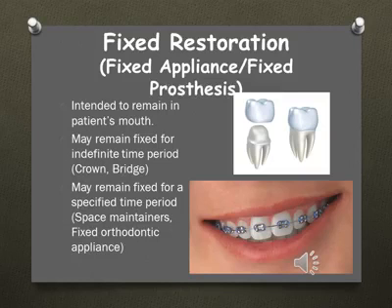Fixed restorations, fixed appliances, or you can simply call them fixed prostheses. As the name tells you, these restorations remain fixed with the natural tooth structure, and they are intended to remain in the patient's mouth for an indefinite period of time. Ideally, they should remain for indefinite period of time. For example, a dental crown or a dental bridge.